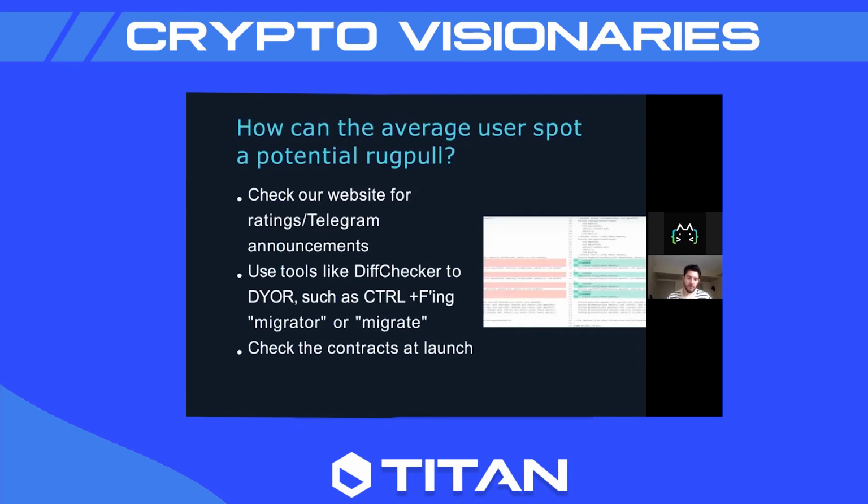You can do things that are literally like super simple once you have a diff checker pulled up. If you don't understand code at all, you can literally just go through our rug library on our wiki and just start Control-F-ing like migrator, migrate, transfer, and see if anything matches up with our known exploit and rug codes.